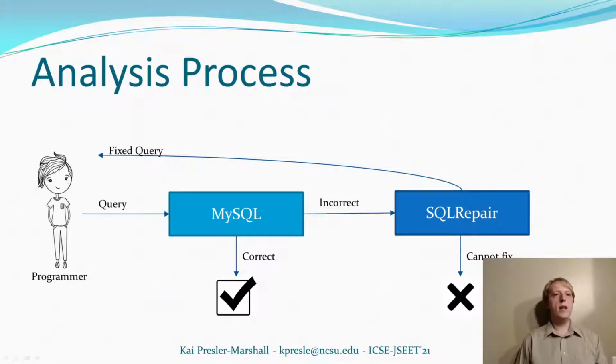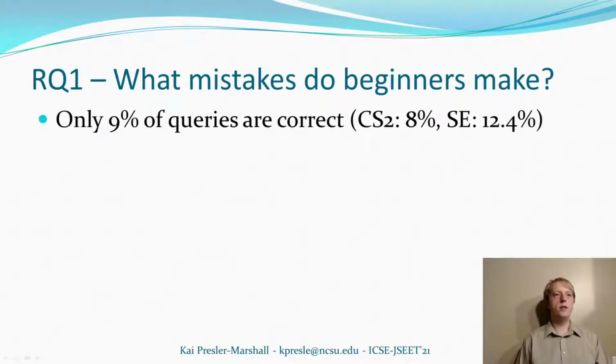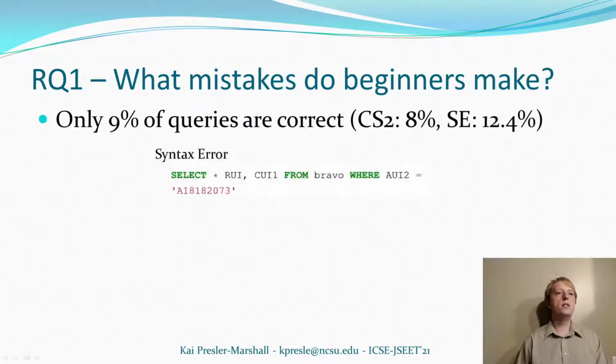So that's what we did, and what did we see when we did so? Well, first for RQ1, the types of mistakes that beginners make. We observed that only 9% of queries that students in our study wrote are correct, falling further to 8% among our most junior CS2 students. We observed that students made both syntax errors and semantic errors in many queries that prevented them from executing correctly.